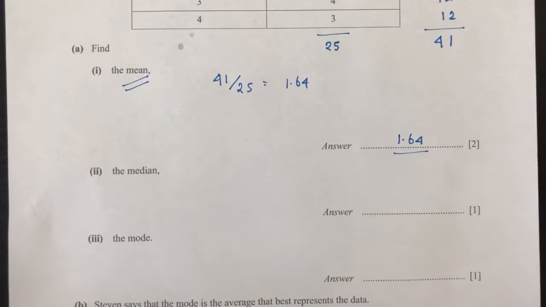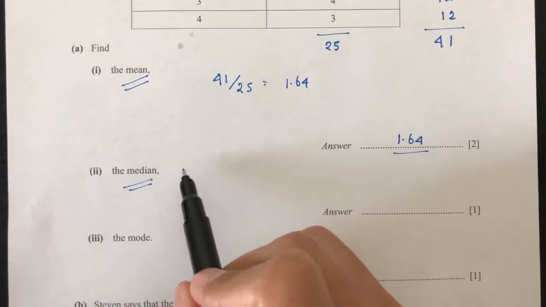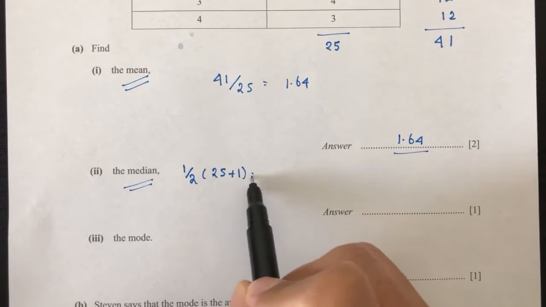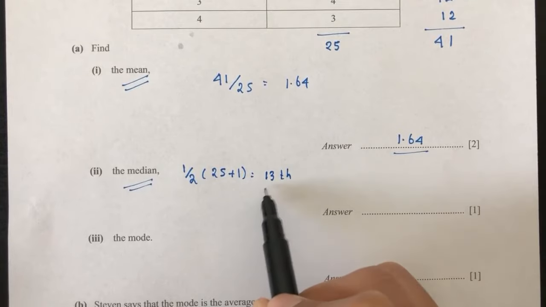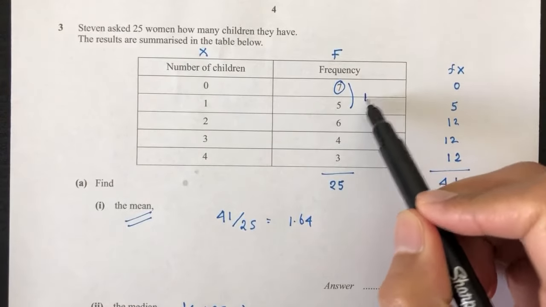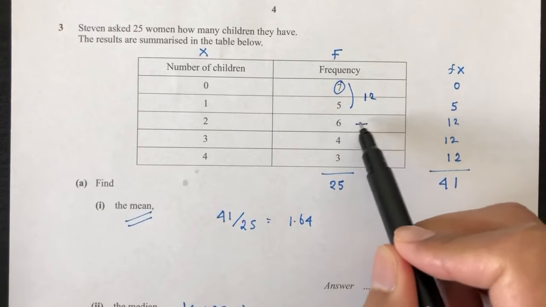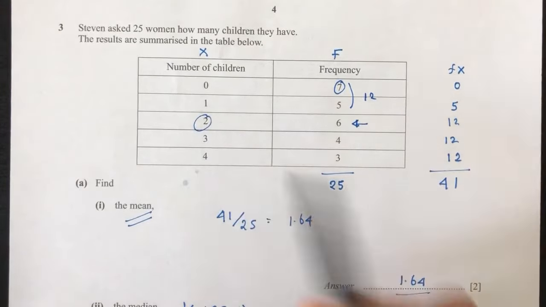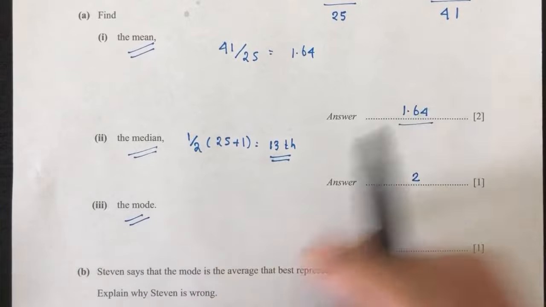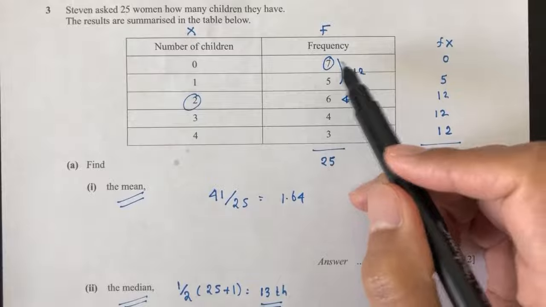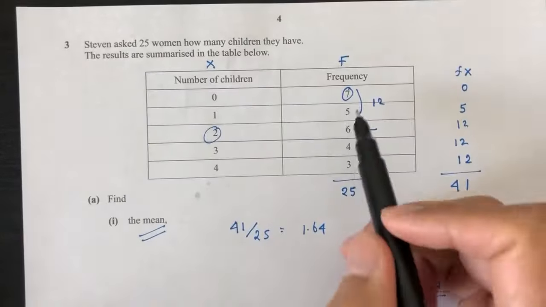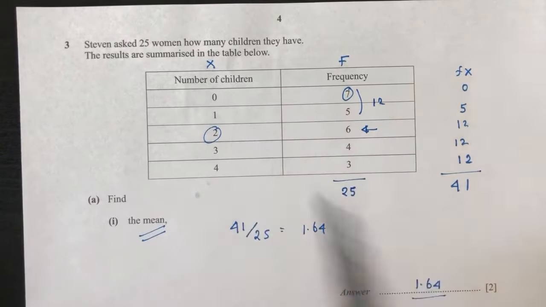Now part 2, the median will be what? It will be the mid value, half of 25 plus 1, that will be the 13th element. If you count, this is 7, this will give me 12, so the next one will be the 13th, it will be in this group. So the answer for median will be number 2. And find the mode. The mode has the most frequency, it will be 7. The mode is 0. So max frequency, corresponding value is 0.